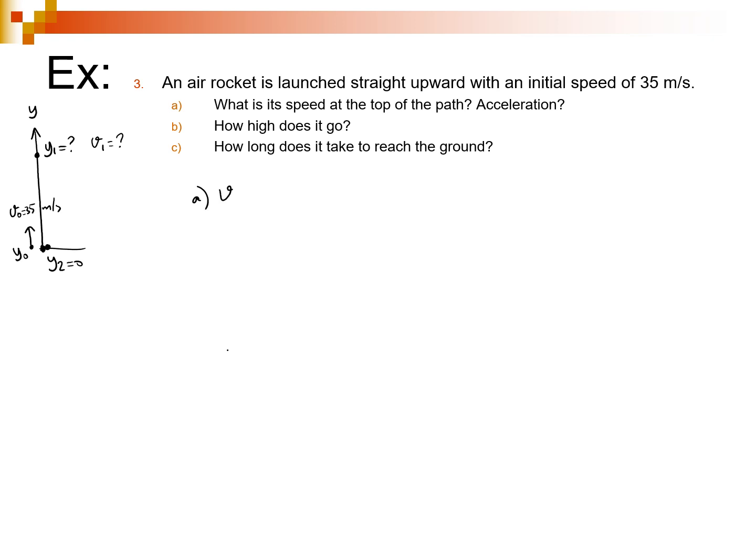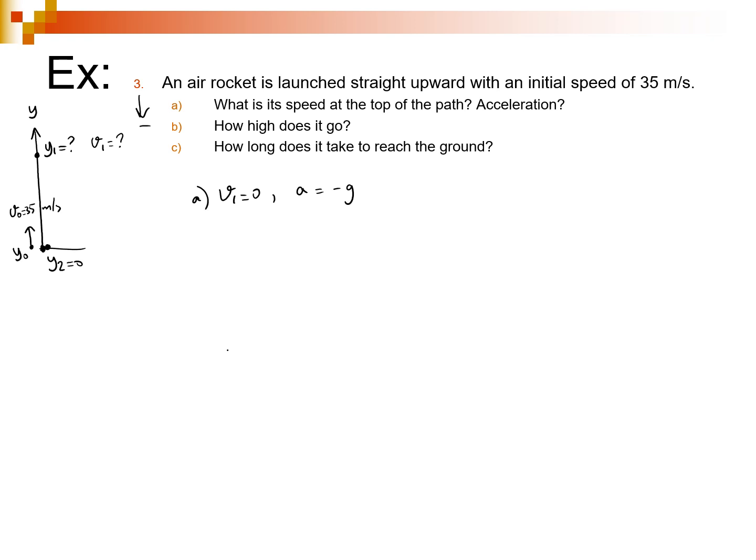So v1 is 0. Now, even though its velocity is momentarily 0, the velocity did not stop changing. It's about to change again. So therefore, it is still accelerating, and this acceleration is g, just like we decided. And it's negative g because we know the downward direction is negative. That's how we designate it.